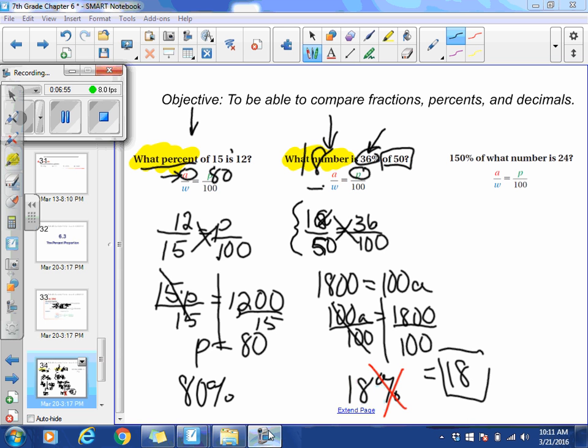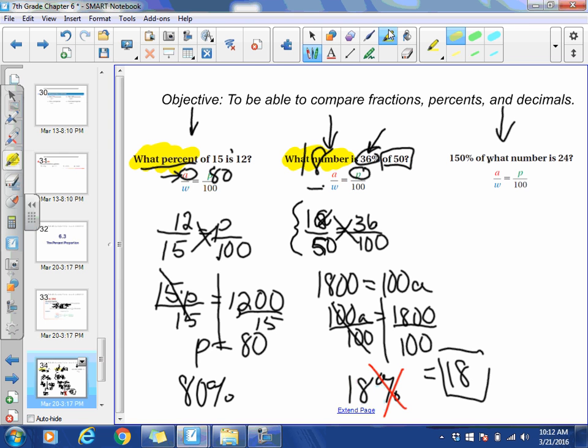Last one. All right, 150% of what number is 24? All right, again, what number, not what percent. Your answer for this should not be a percent. Your answer for this is a number. So there's my percent. You put a red X through it because we don't want a percent. We just want a number.